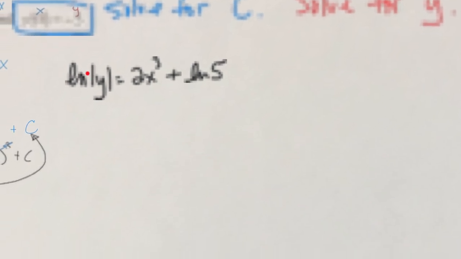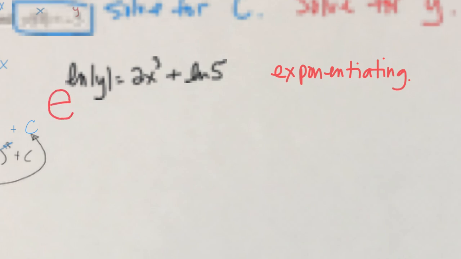Number one, how do we get rid of a natural log? How do we solve any natural log equation? We do it by exponentiating. In other words, we make both sides into exponents, and that means we need a base. What base gets rid of natural log? The answer is base e.